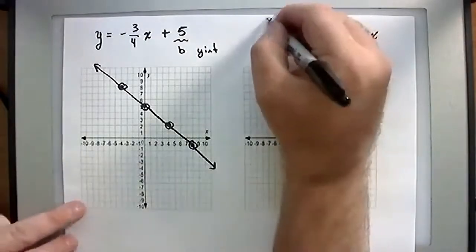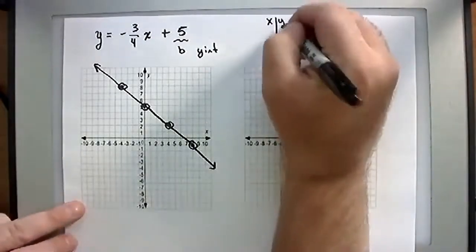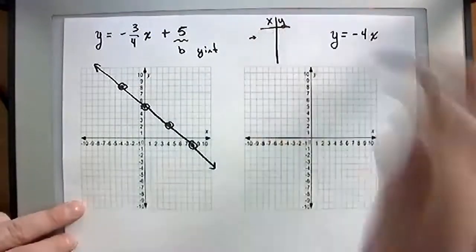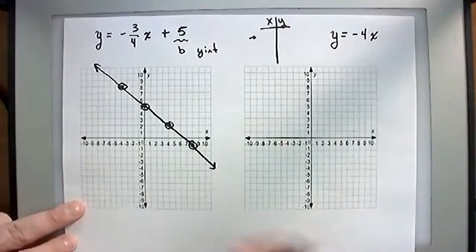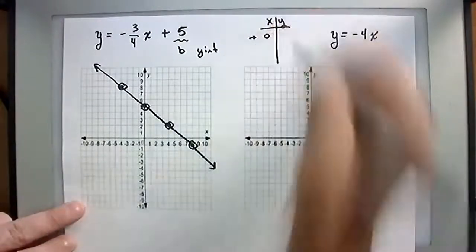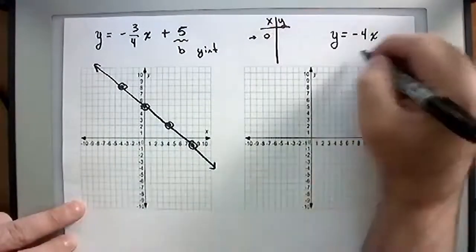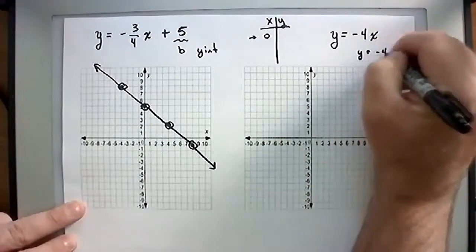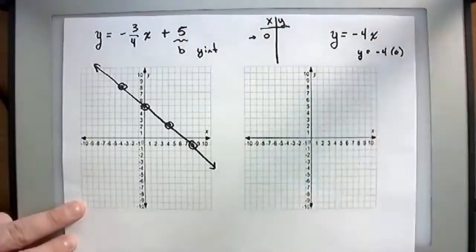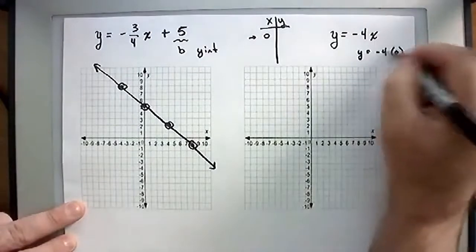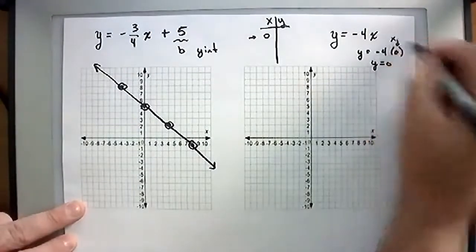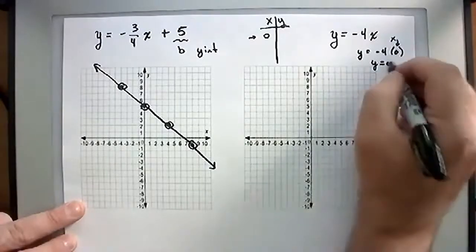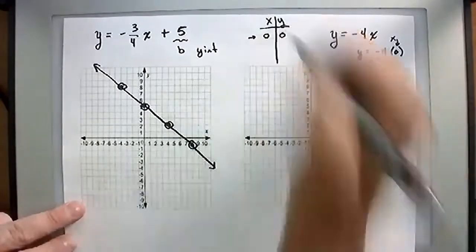Remember, you can make a table and just pick some x's and plug them in and see what y's you get. I'm going to have to squeeze the math in on the sides and around it here. Let's just start with 0. Plug in 0 for x and let's see what we get for y. If I put in 0 for x, 0 times negative 4 is 0, and so y equals 0. When I stuck 0 in for x, I got 0 for y. There's one of my points.